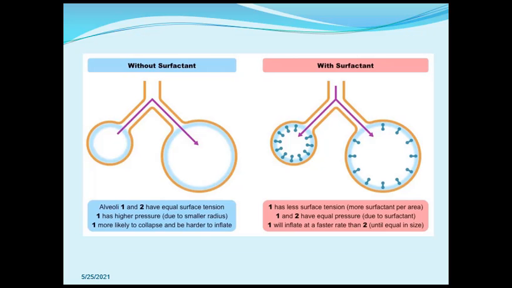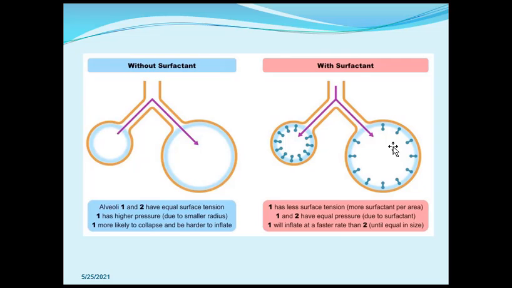If we are going to analyze the larger alveoli, the tension is also small but not very small, but the radius is also large. Therefore, we can now say that they almost have equal pressure, unlike when there are no surfactants present. Okay, 1 and 2 have equal pressure because of the surfactants, and 1 will inflate at a faster rate than 2 until they are equal in size. So this is important to stabilize the size of the alveoli.